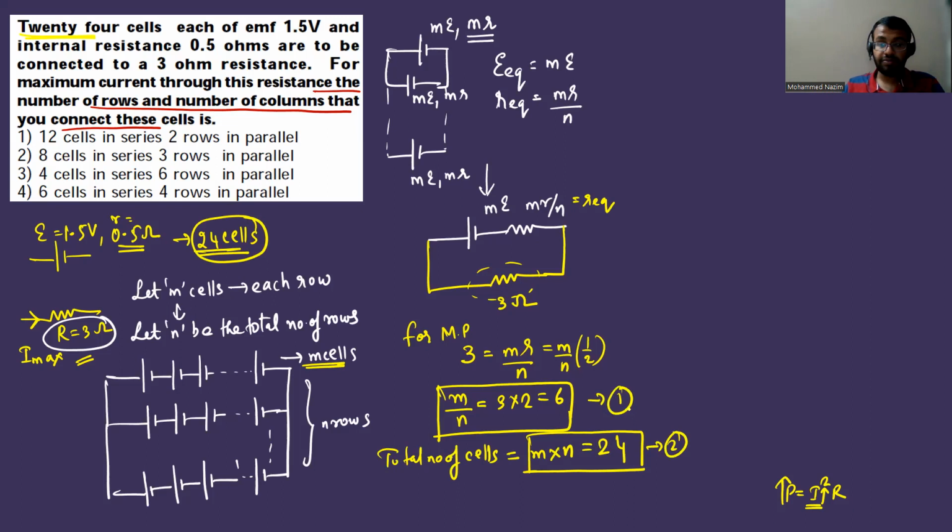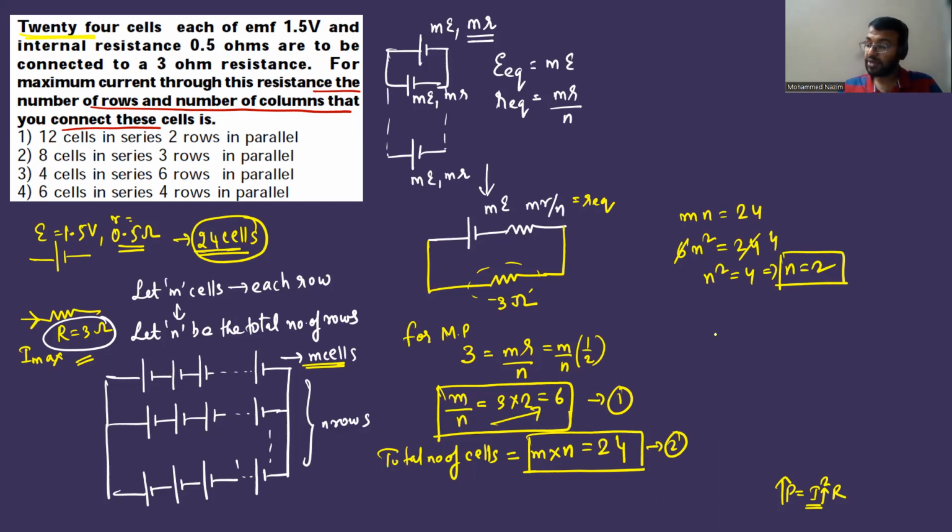Now, how do you solve them? You can put M as equal to 6n from equation 1. Therefore, M into n is equal to 24 becomes 6n into n, which is 6n square. So 6 ones are 6, fours are n square equal to 4. This implies n is equal to 2. Therefore, how many rows should you have? N was the number of rows: 2 rows.